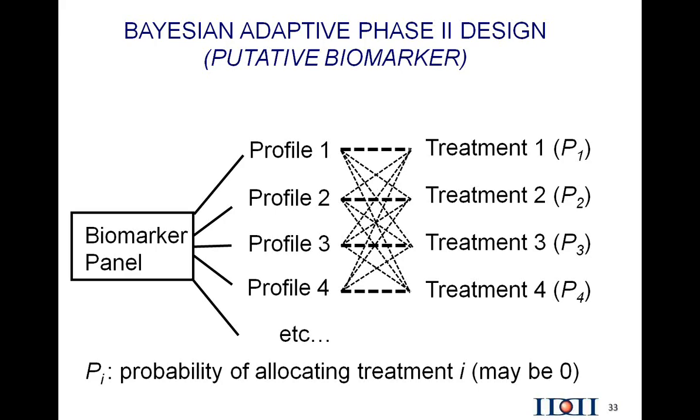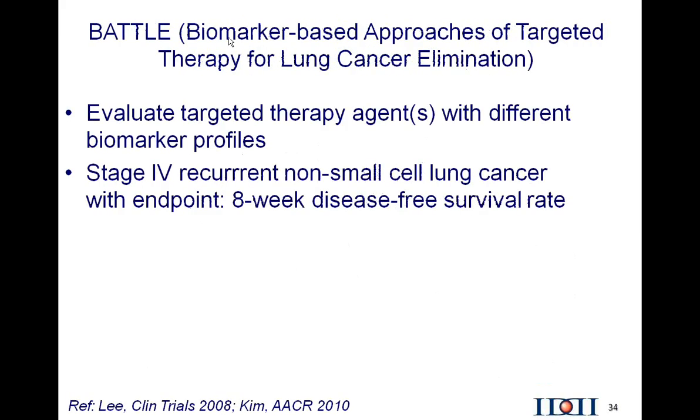So the various probabilities of giving treatment 1, 2, 3, 4, etc. are based not just on the profiles initially, but also on the results of the trial itself. That's why it's called an adaptive design. And the reason it's called a Bayesian adaptive is that Bayesian approach is used to calculate the probabilities of giving these various treatments. And these probabilities are updated as the trial proceeds.